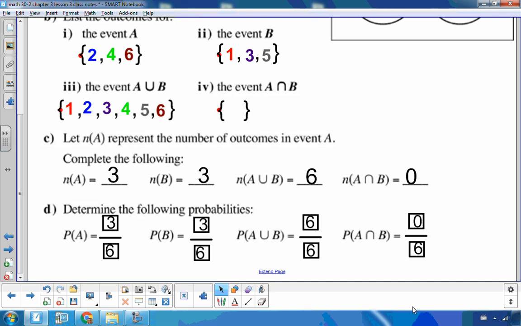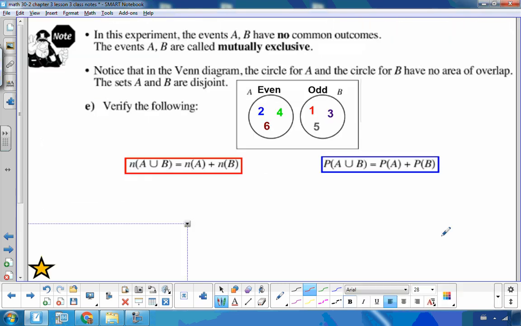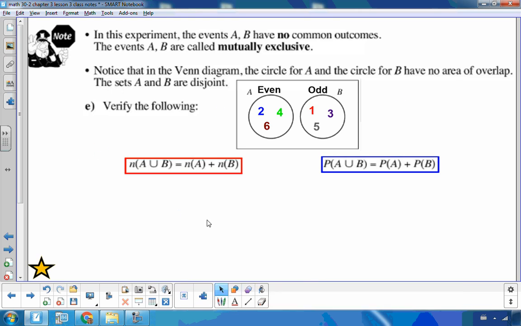Now we can put all of these in lowest terms. So 3 out of 6 in lowest terms is a half. 6 out of 6 is 1, so it's a 100% chance. And 0 out of 6 is 0, so it's a no chance. So I want to verify the following here. So verify that the number in A or B is equal to the number in A plus the number in B. So the number in A or B was 6, and that's equal to the number in A plus the number in B. That's true.